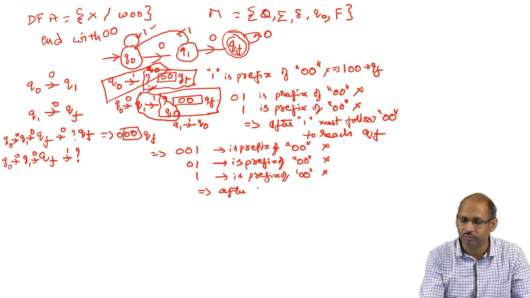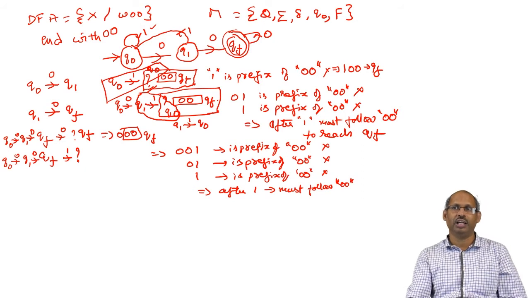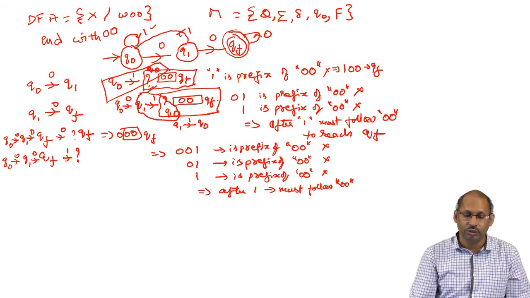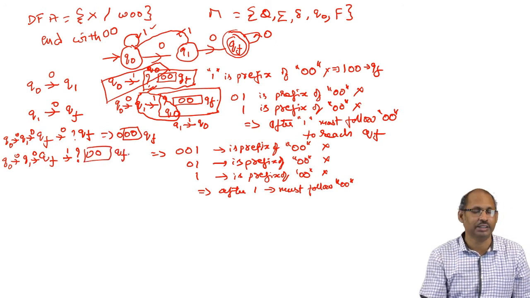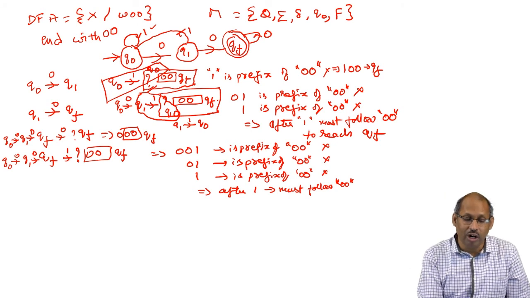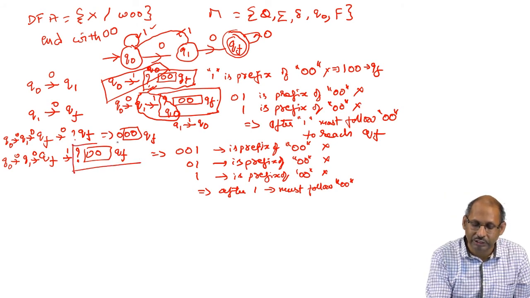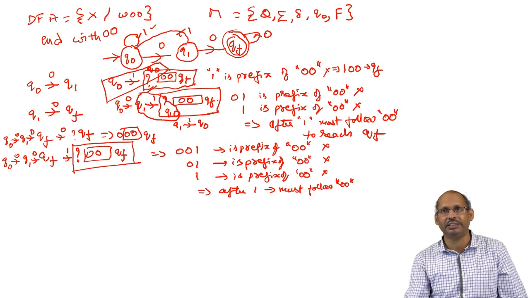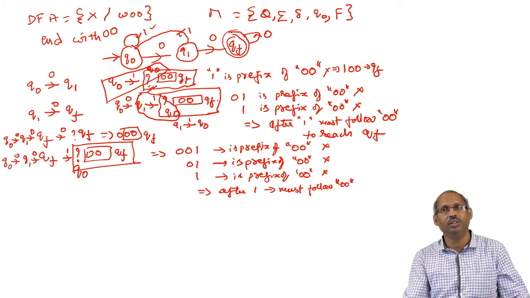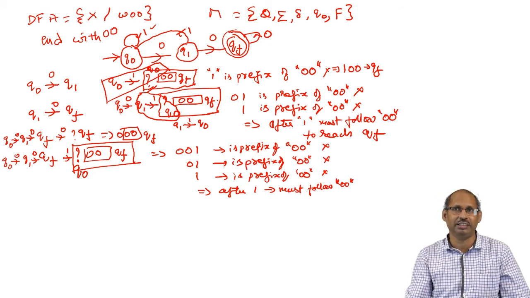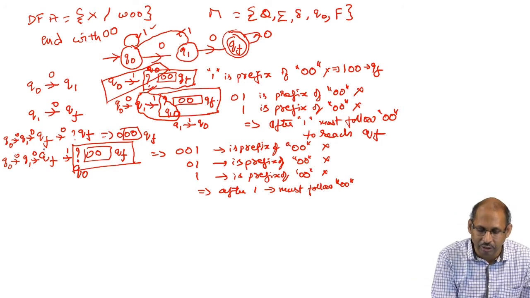So what is it implying? After 1, it must follow 2 zeros to reach the final state. What is the state which follows 2 zeros to reach the final state? Simply, it is Q0. Q0 is a state on 2 zeros that reaches the final state.